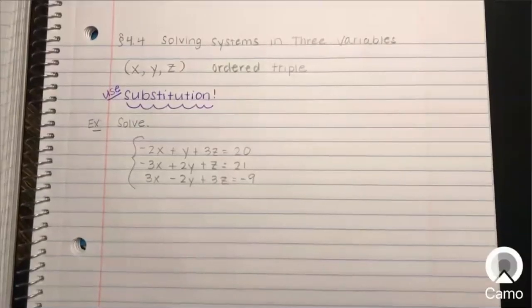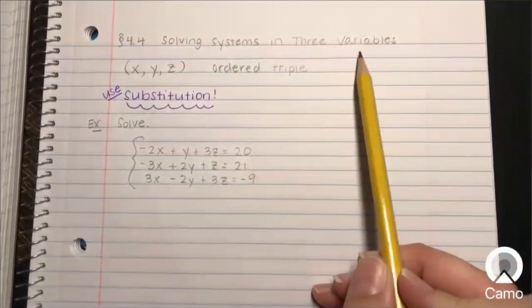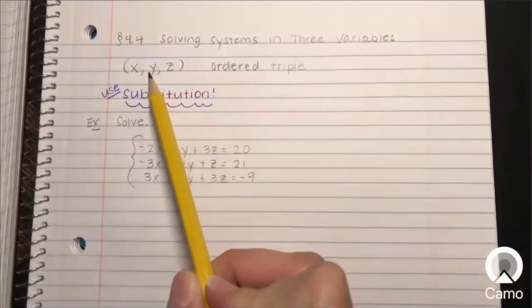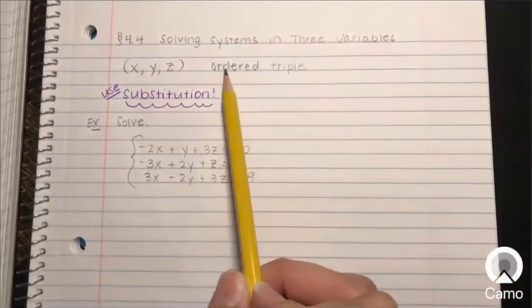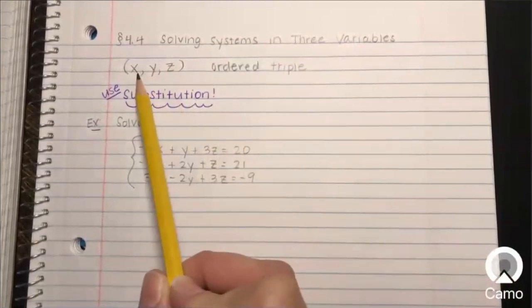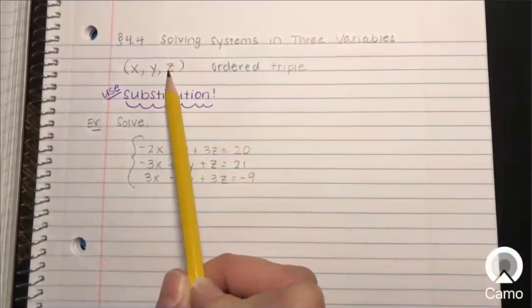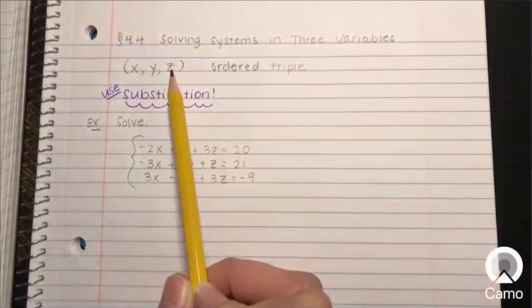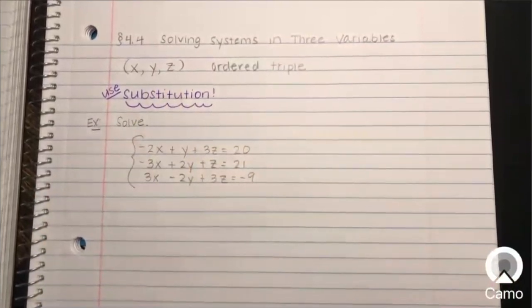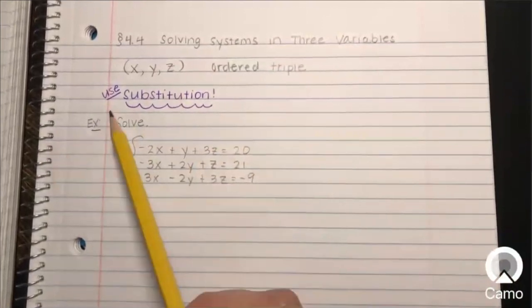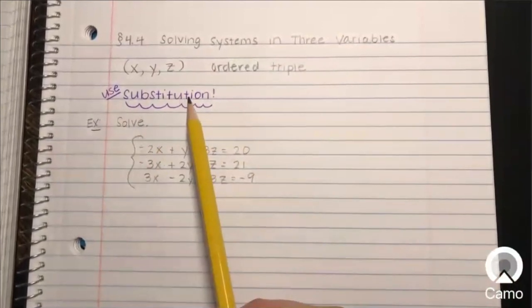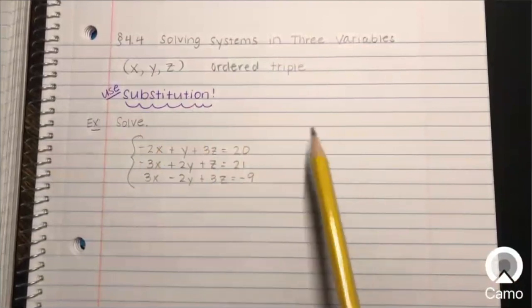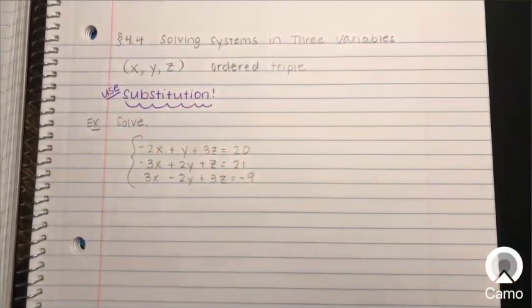We're going to solve systems of equations today, and we are going to have three variables we're solving for. So we're going to be solving for an ordered triple, which is an x-coordinate, a y-coordinate, and a z-coordinate. My z, I put a little line through it so it doesn't look like a 2, just as an FYI. We're going to use substitution in order to solve this ordered triple, and we're going to work through one example together and see how that plays out.